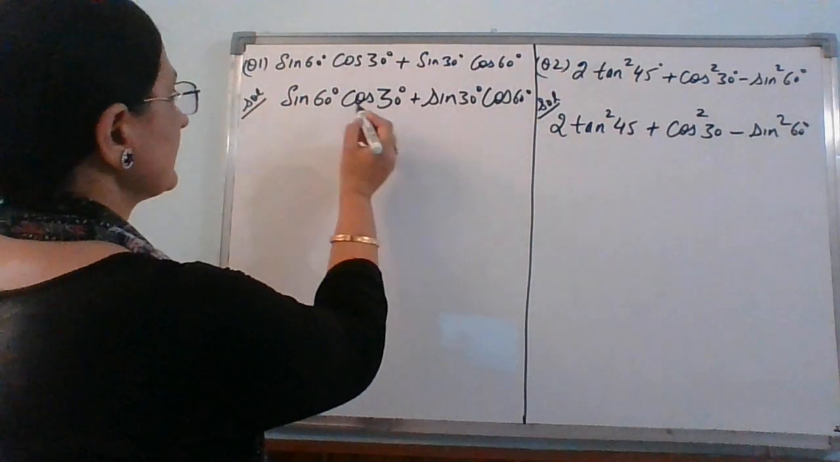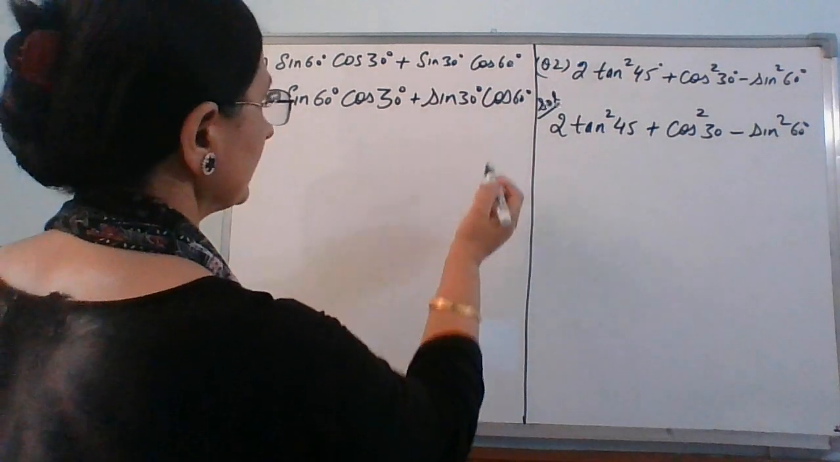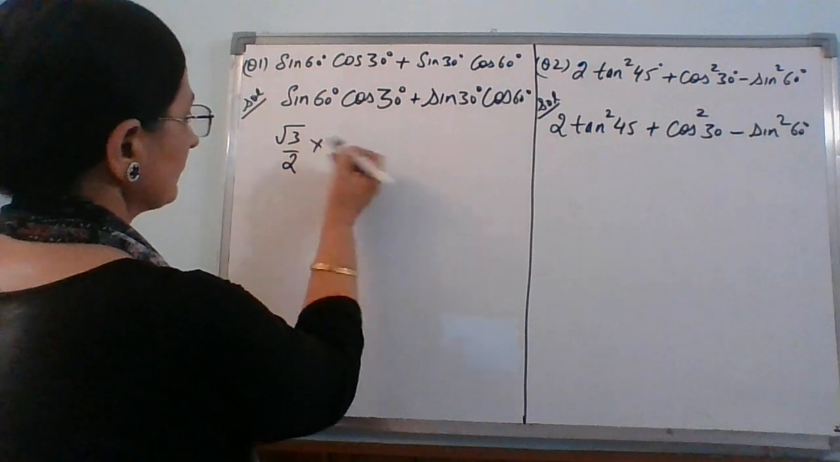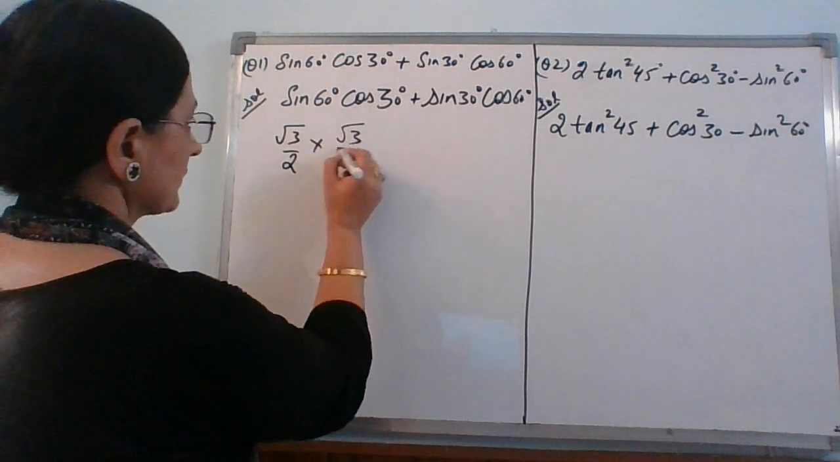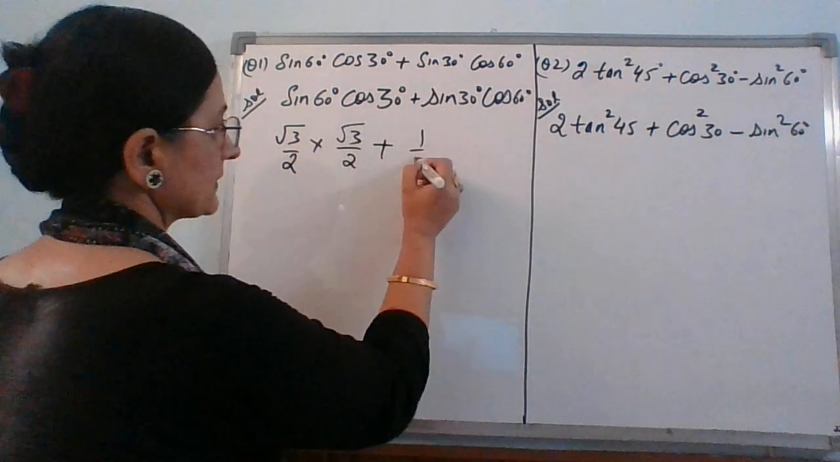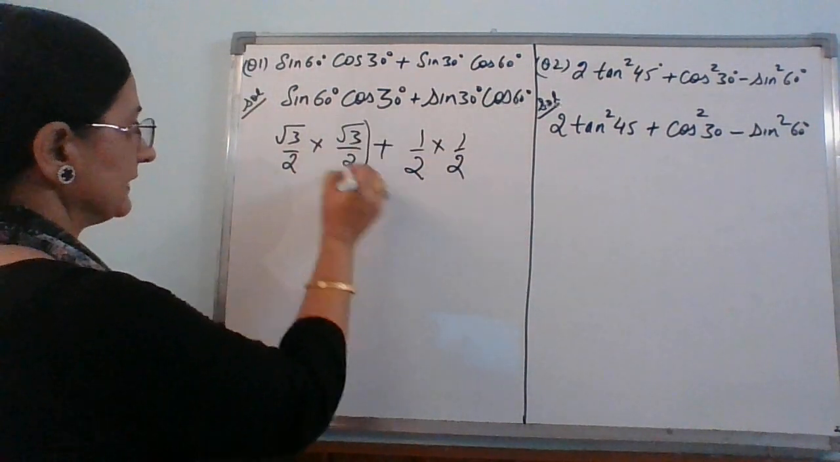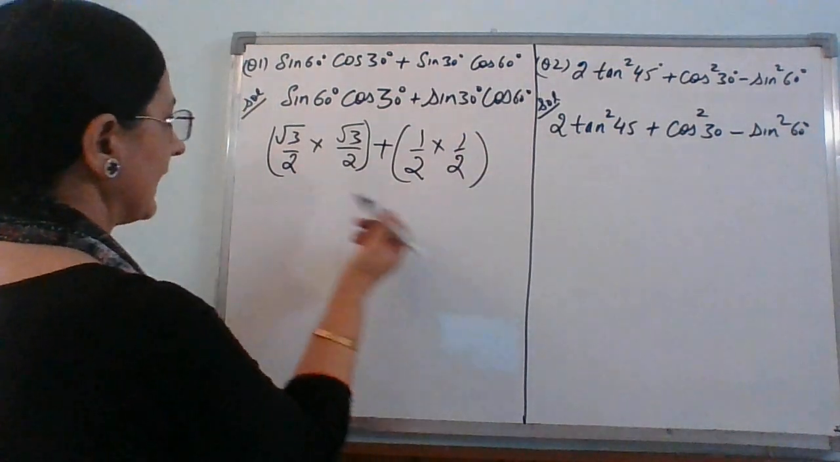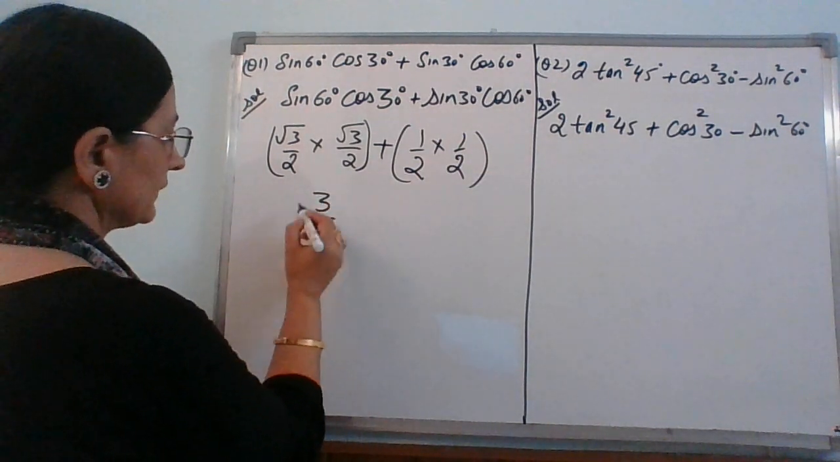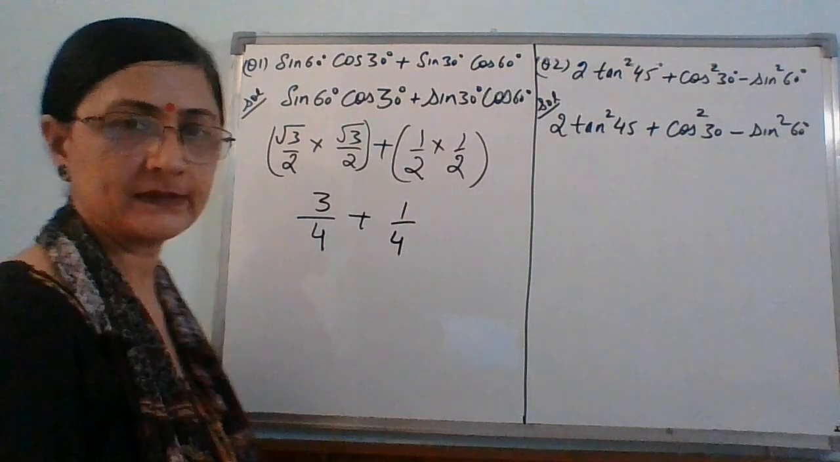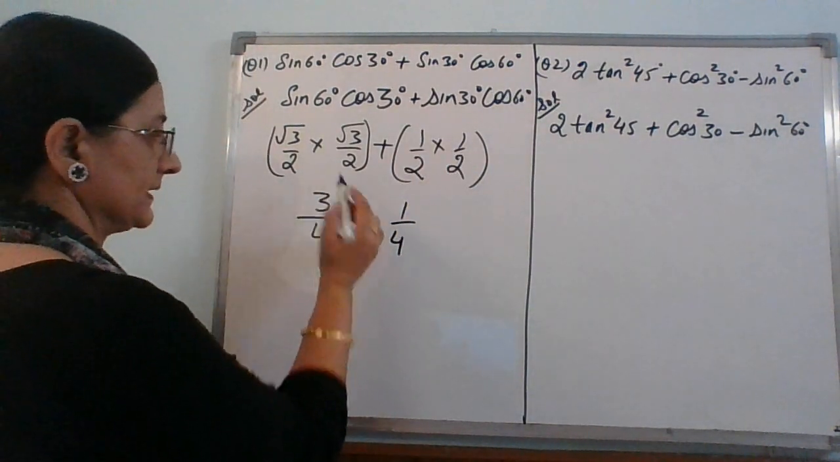Now here: sine 60 cos 30 plus sine 30 cos 60. Okay, now sine 60 was √3/2, right? You have to multiply by cos 30. Cos 30 was also √3/2. Sine 30 was half and cos 60 was half, right? So you have to multiply these two and these two, and then you have to add. √3 √3 is 3 and 2 2 is 4. 1 1 is 1, 2 2 is 4. Numerator multiplied by numerator, denominator को आप denominator से करते हैं.